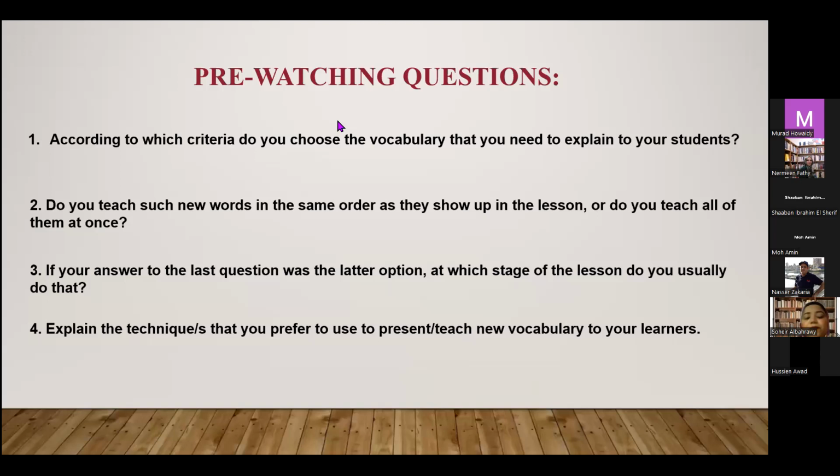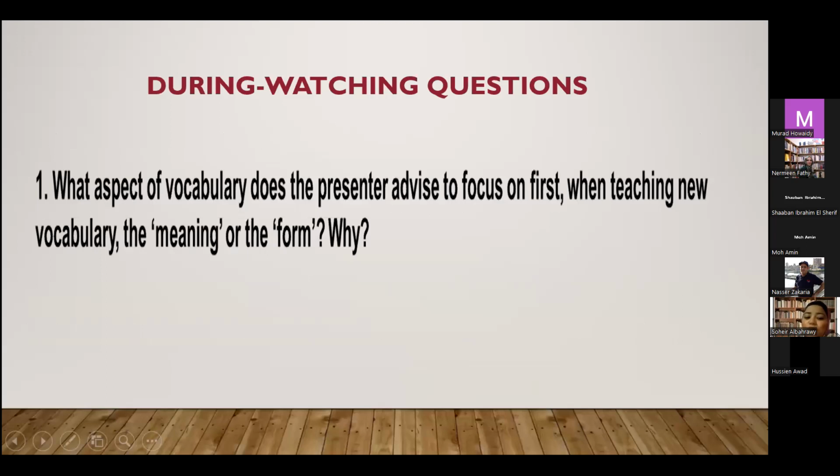Okay, so we have a video now. This video is a very simple one. It will explain how to present vocab inductively. But while watching the video, you need to answer this question. What aspect of vocabulary does the presenter advise to focus on first when teaching a new vocab? The meaning or the form?